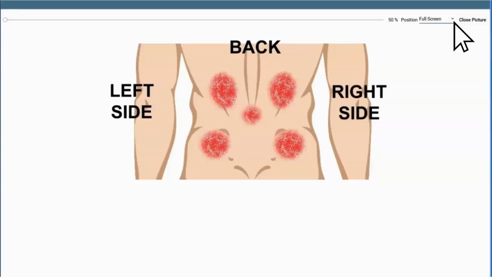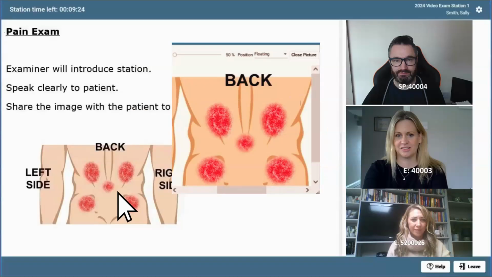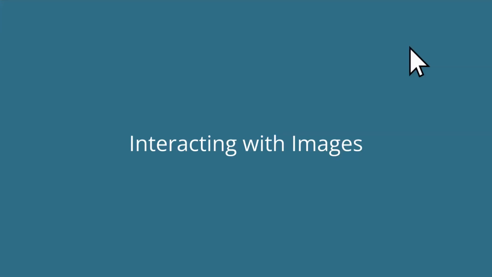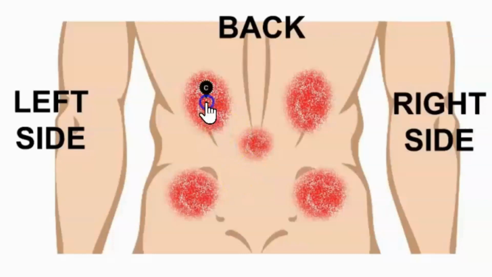At the top right, there are controls to position it full screen, floating, or on the right. When you've finished working with the image, however you've chosen to display it, the Close Picture button is at the top right. With the image open, you and other participants will be able to place markers on it to help discussion. Your marker will be a C, and in this case the simulated patient is marking the image, and that shows as SP. You can both place multiple markers to facilitate the discussion.